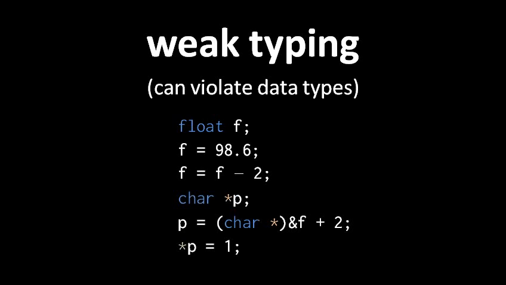Let's say we have a char pointer named p, and then we get the address of f with the reference operator, cast it to a char pointer, and then add 2. Effectively, we end up with a char pointer that points to the third byte within f. If we then assign a value to the dereference of p, we are effectively writing whatever arbitrary thing we want to the third byte within the float f. So f is getting modified, but not via one of the defined operations for floats. Hence we are violating its data type. This is weak typing. So C is a statically typed but weakly typed language.